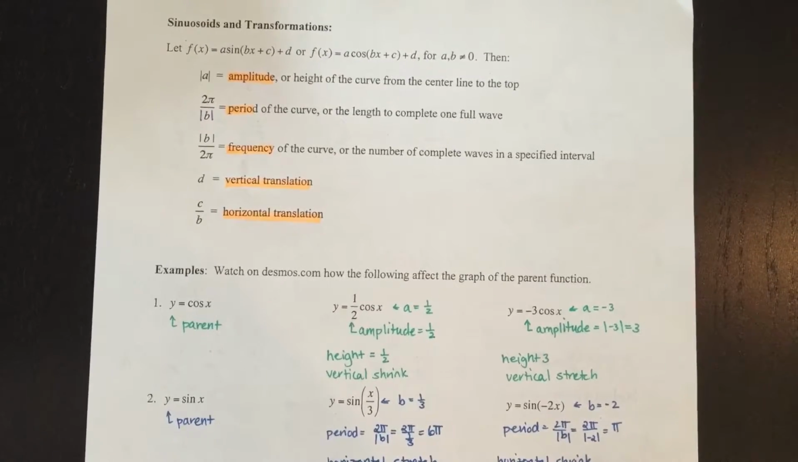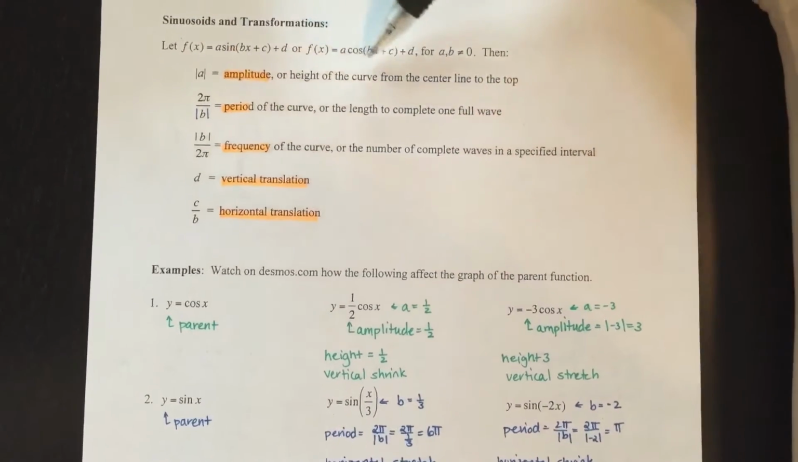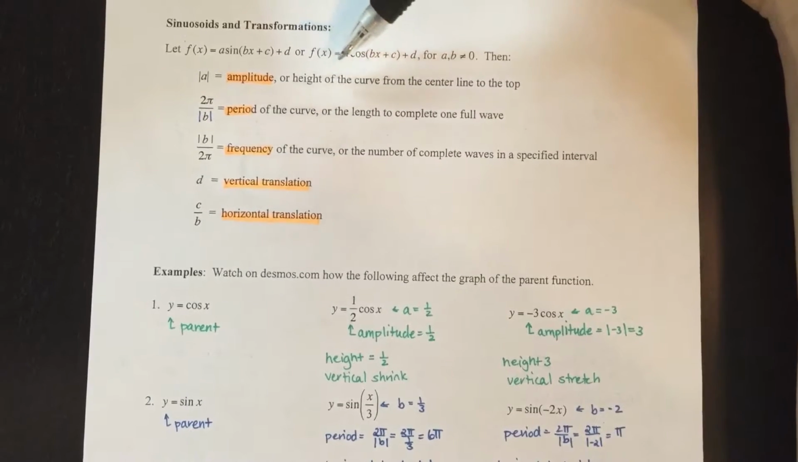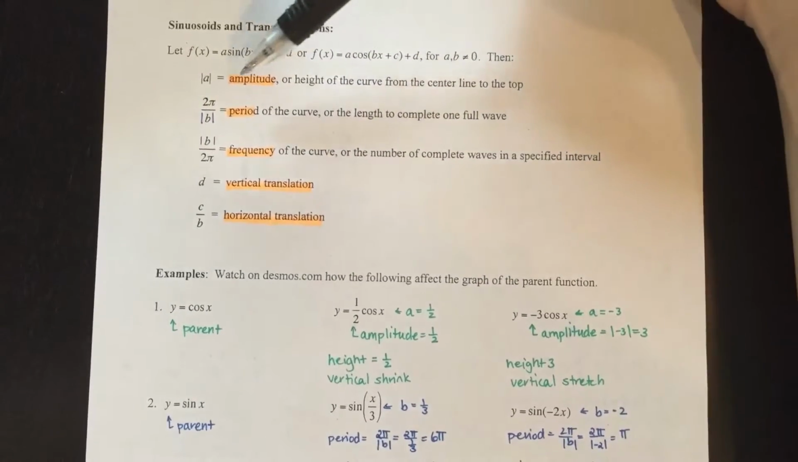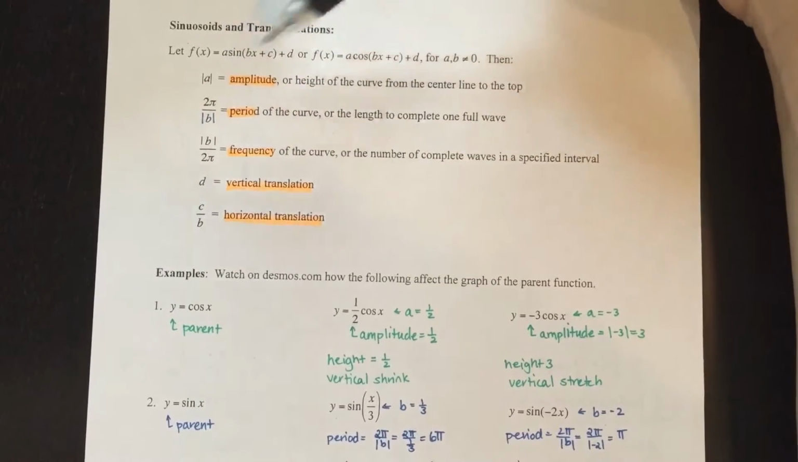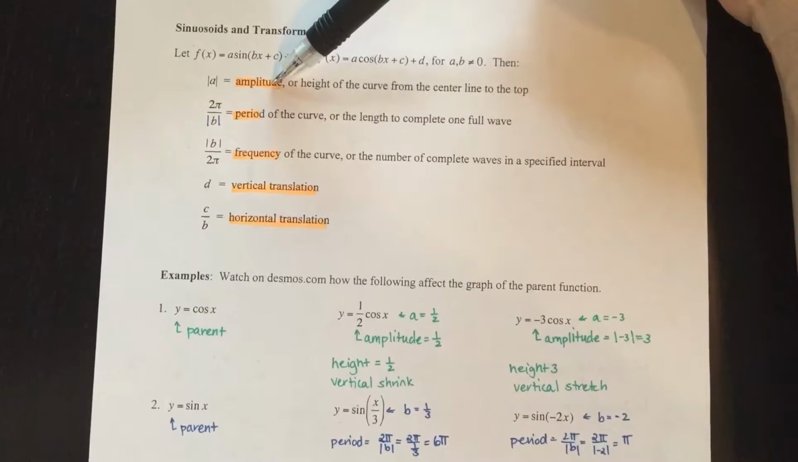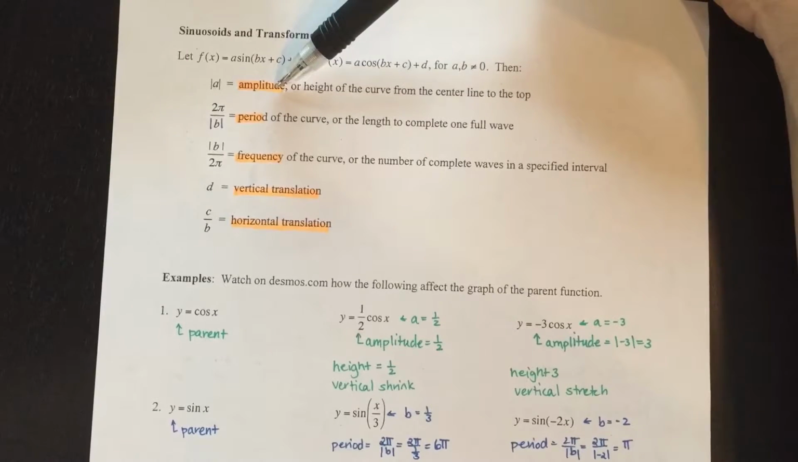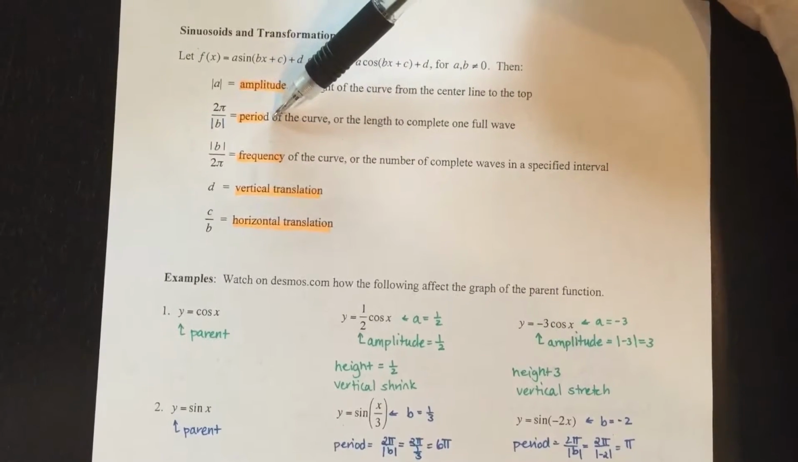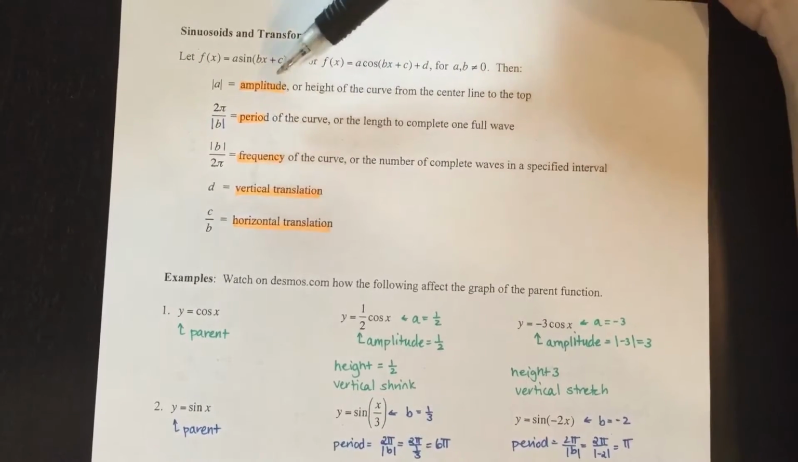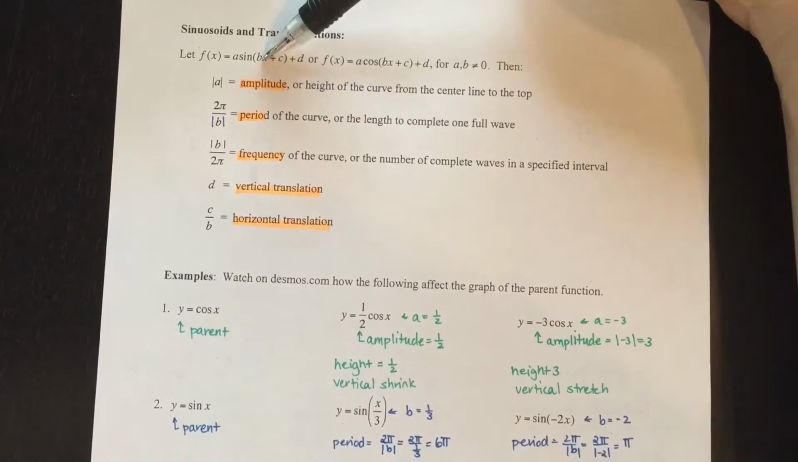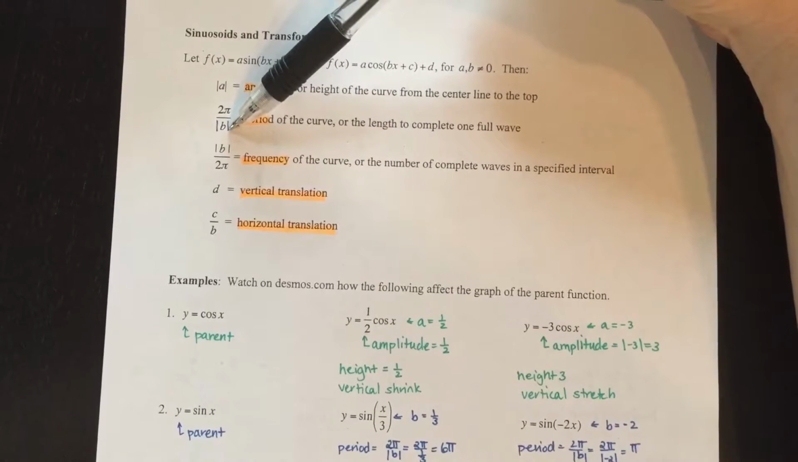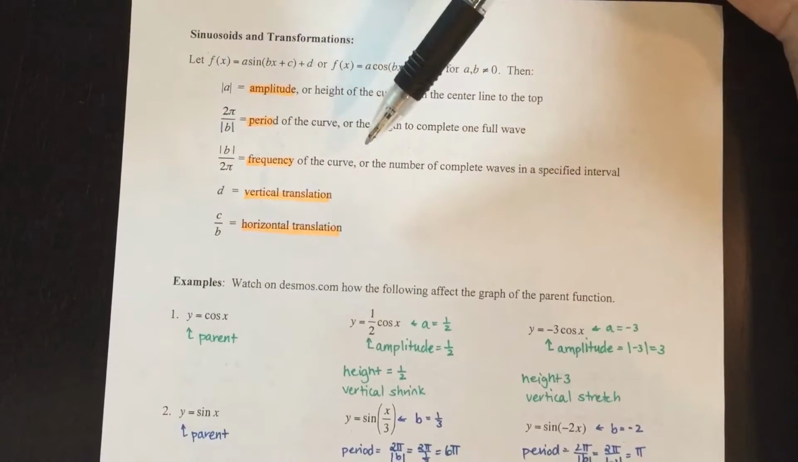But if we have a sinusoid, which is either a sine or a cosine, that has some transformations worked on it, then that's going to change the shape. So this coefficient A here, in absolute value, is the amplitude or height of the curve from the center line to the top. The period, or the length of time it takes to complete one full wave, can be computed by taking 2 pi and dividing it by the absolute value of B. You're going to have to add these absolute values in on your sheet. They weren't originally typed there.